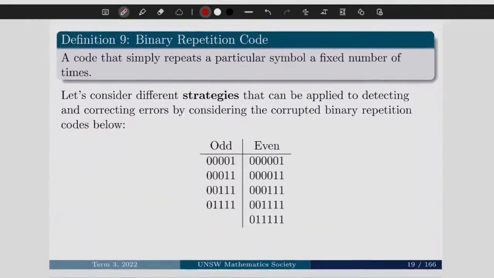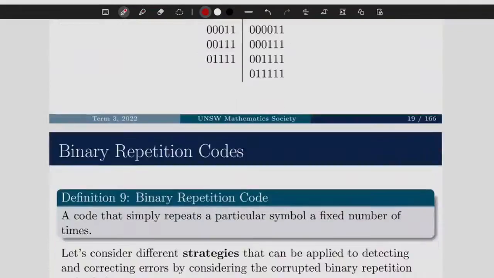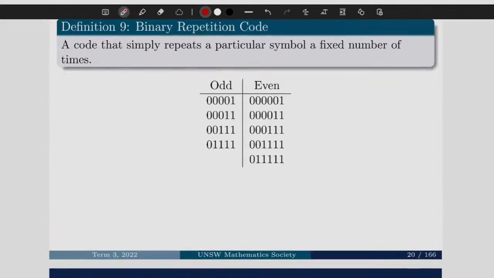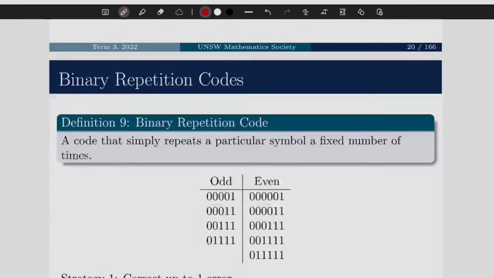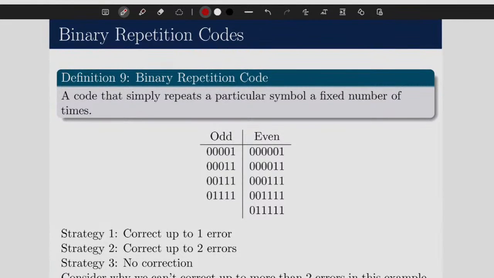The very first one that I'm going to mention is that you can correct up to one error. Essentially, if these are my valid code words and I get 00001, I can say that probably one error has happened, and this one is probably a 0 that got corrupted.